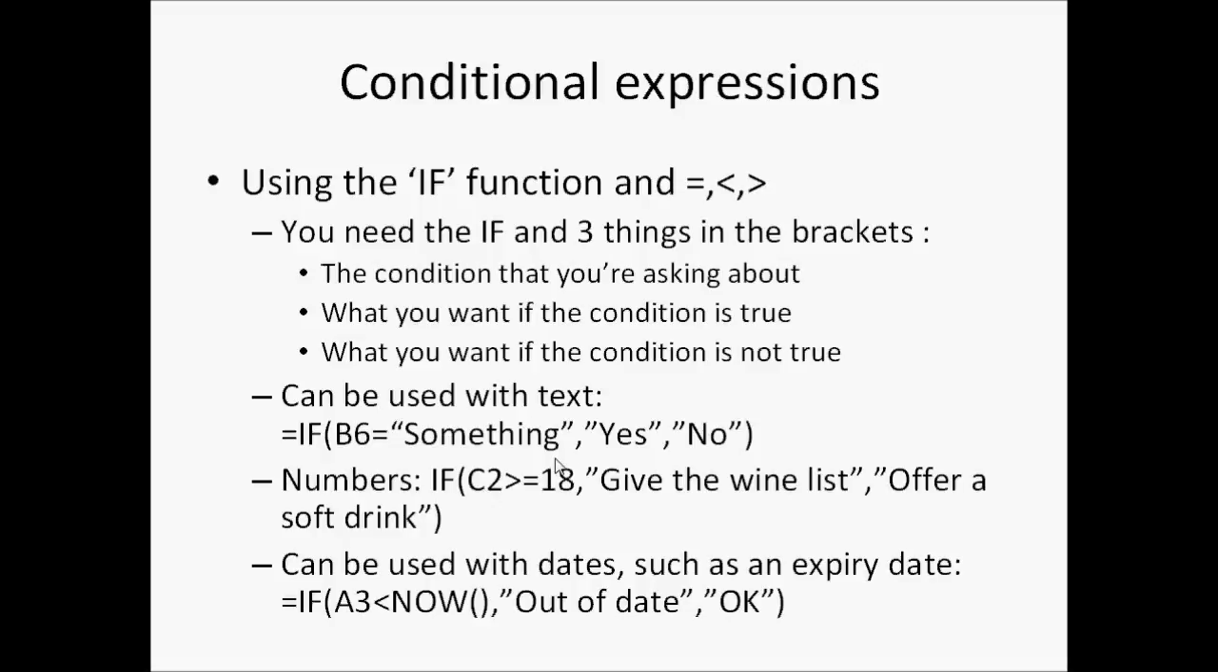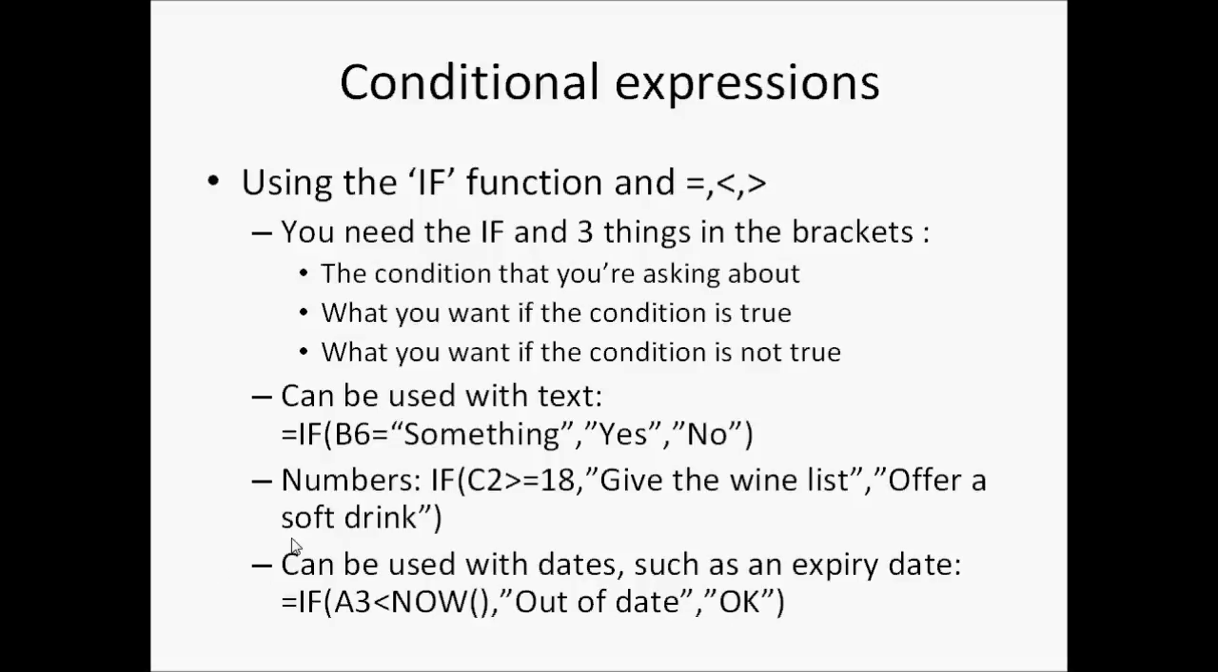So this is going to be in the age column. This is C2. If we look in the age column, if it's greater than or equal to 18, our cell will show give the wine list. Otherwise, our cell will show offer a soft drink.